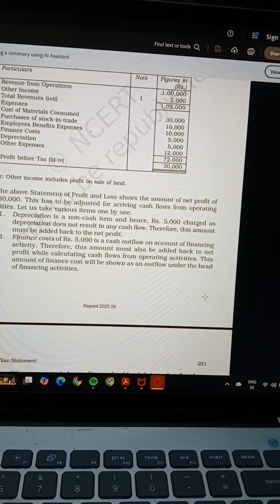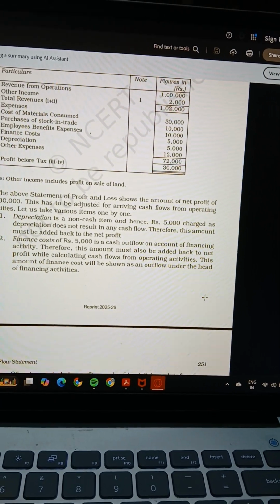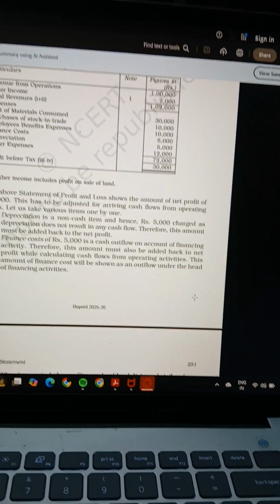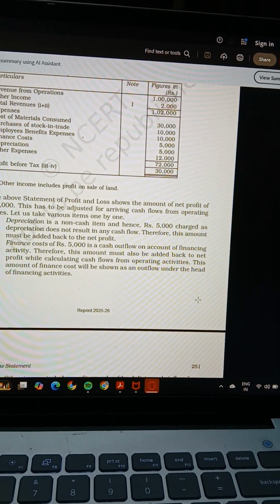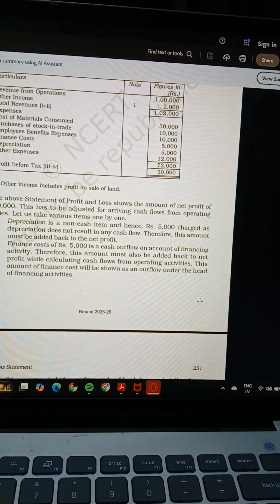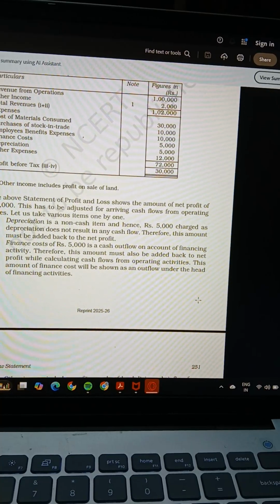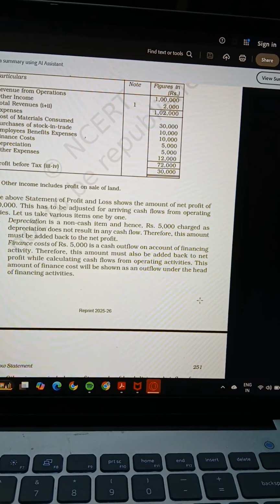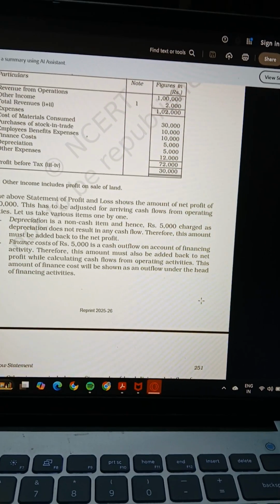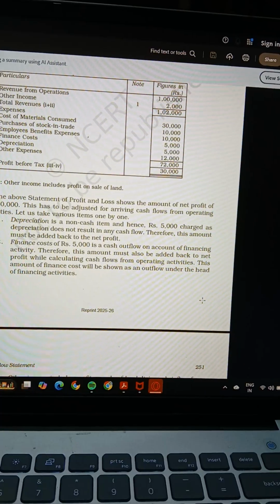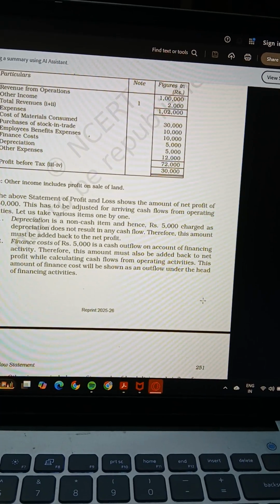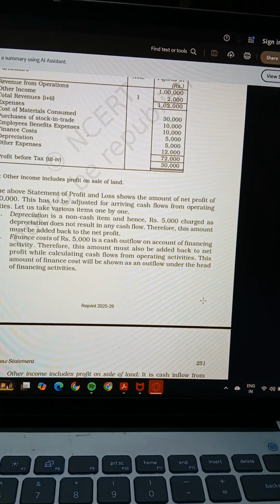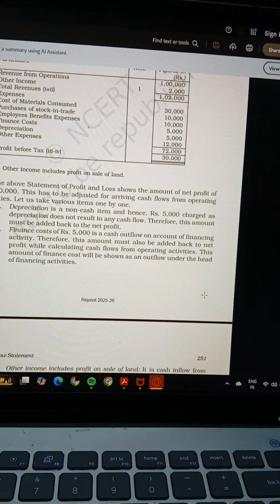The first item to be taken is depreciation. Depreciation is a non-cash item. Depreciation means decrease in the value of fixed assets. So the 5,000 amount is regarded as depreciation. This 5,000 charged as depreciation does not result in any cash flows. Therefore, this amount must be added back to the net profit for arriving at the correct amount of the cash flows from operating activities.